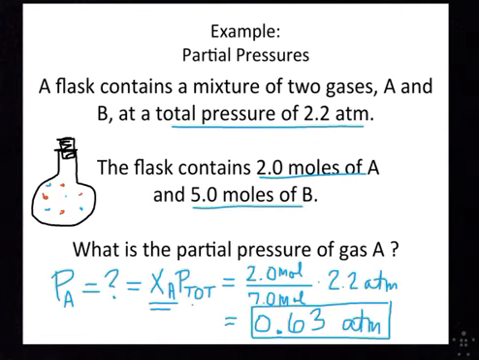And so what would our partial pressure of B be? Our total pressure was P total minus PA, right? Because our total pressure has to be the sum of our partial pressures.